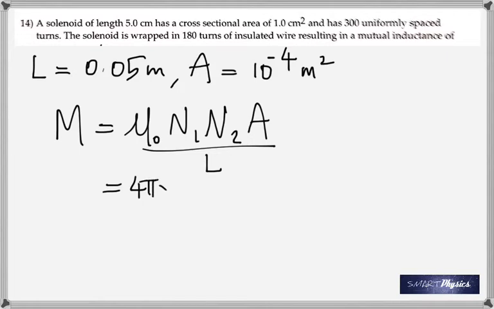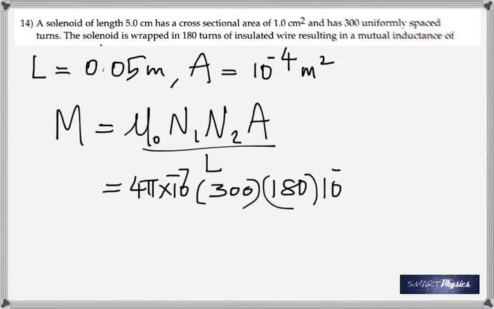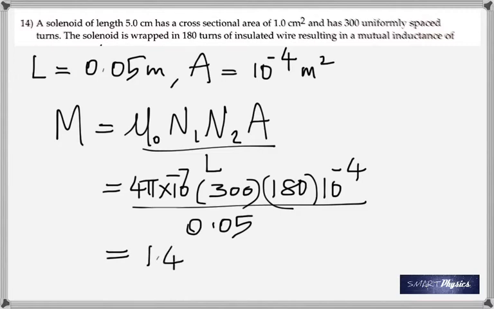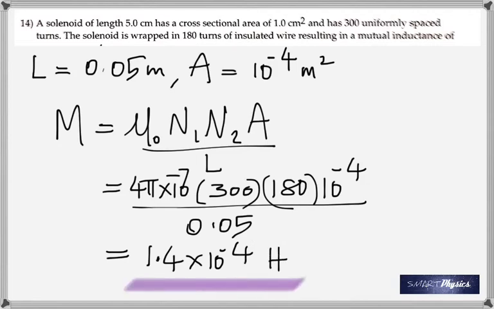Okay, mu naught is 4 pi times 10 to the negative 7, multiply with the number of turns there, area of cross section and the length. Get the answer is 1.4 times 10 to the negative 4 Henry, which is 0.14 times 10 to the negative 3, so 0.14 millihenry.